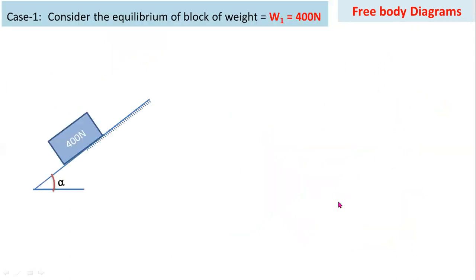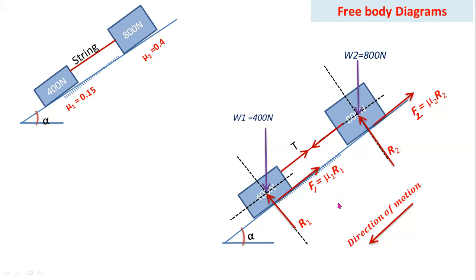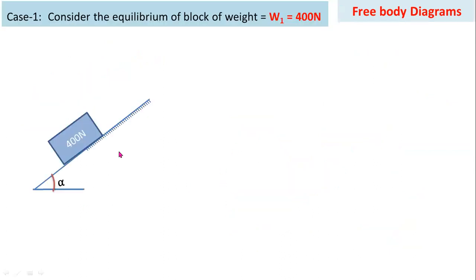Now by using the given details, you have to determine the value of tension T and the angle of inclination of the plane alpha. Here the value of mu1 equal to 0.15 and the value of mu2 equal to 0.4. Mu is the coefficient of friction between the block and plane. Now you have to consider this block. You have to consider the first block as case 1.